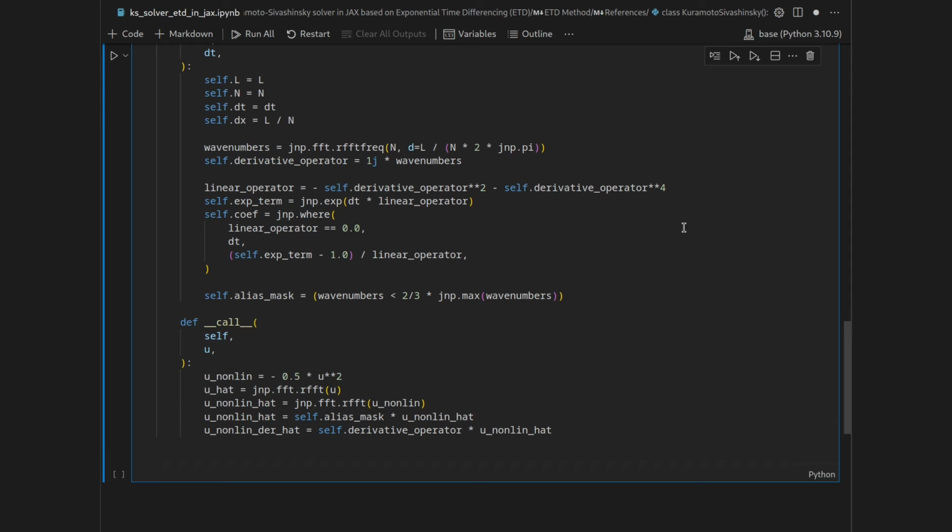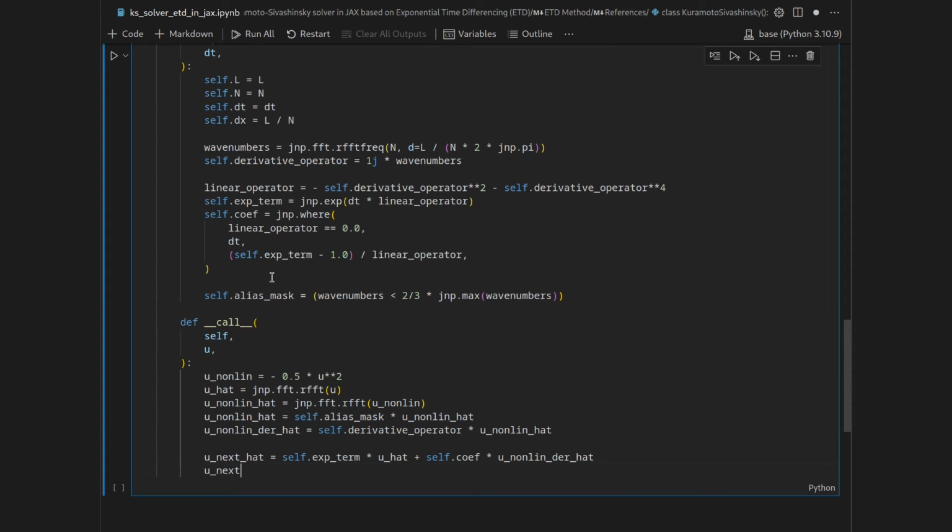And then it's just a final computation to get to our next state in Fourier space, which is u_next_hat, by saying self.exponential_term. So this is the C1 coefficient multiplied with u_hat plus self.coefficient, which was the fraction, multiplied with u_nonlin_derivative_hat. And then this is the next solution in Fourier space.